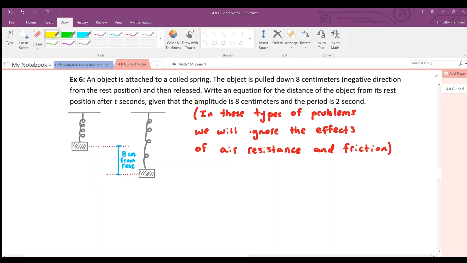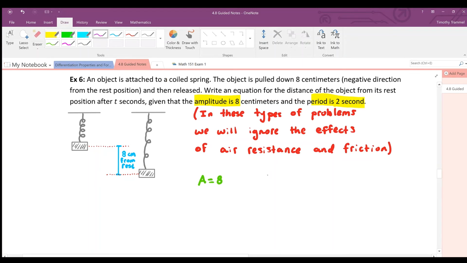The amplitude is 8. So right off the bat, we can say A equals 8. We're also given the period. The period is 2 seconds. Okay. So this thing should, let's say for instance, we had pulled it down the 8 centimeters. If you release it, it should go up and then back down in 2 seconds. Okay. Let's see what that might look like.